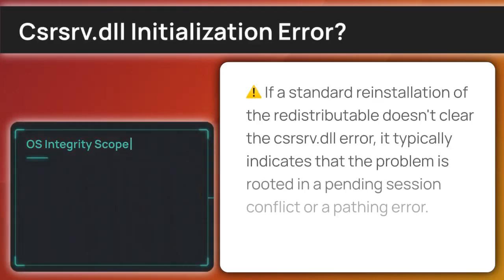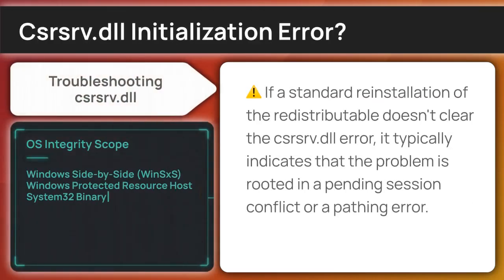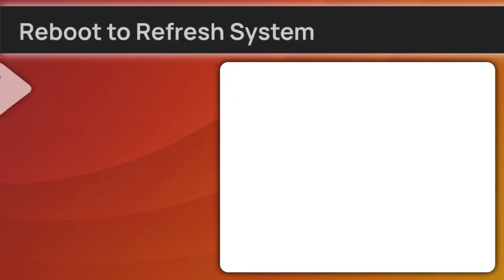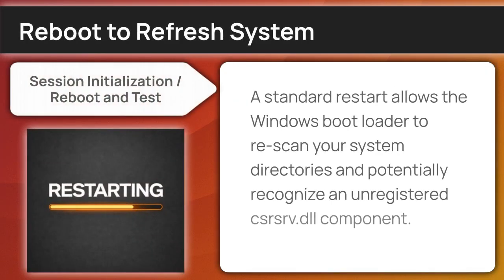If the redistributable repair didn't resolve the pop-up, the next logical step is to analyze the local environment for process conflicts. If your system has been running for an extended period, a reboot might be necessary to resync your background processes and clear any temporary locks on the CSRSRV library file.